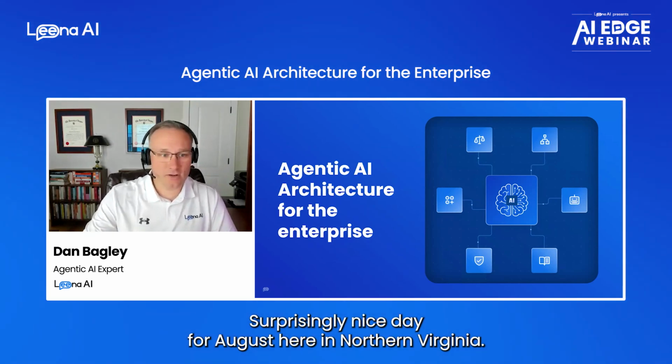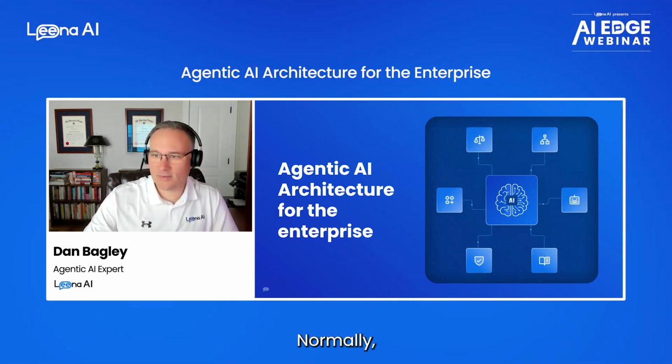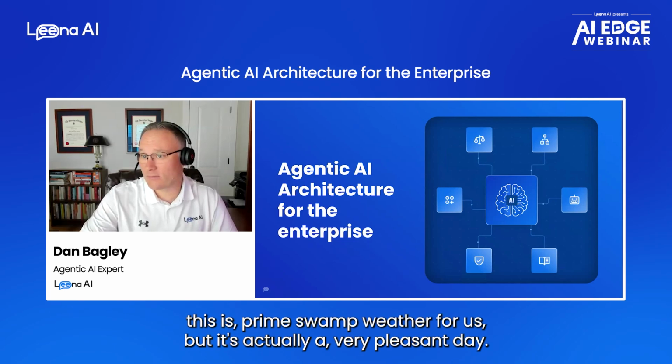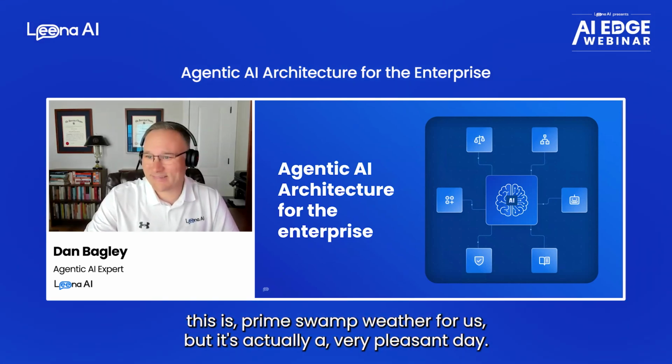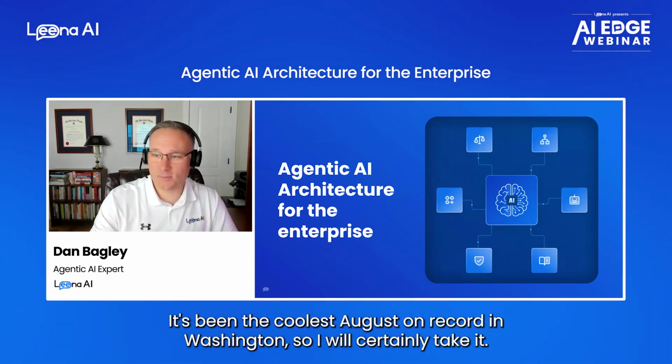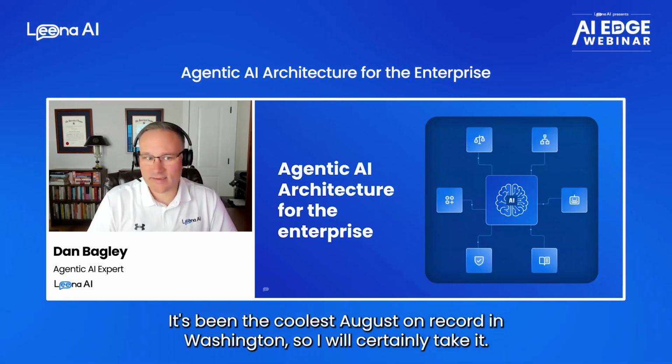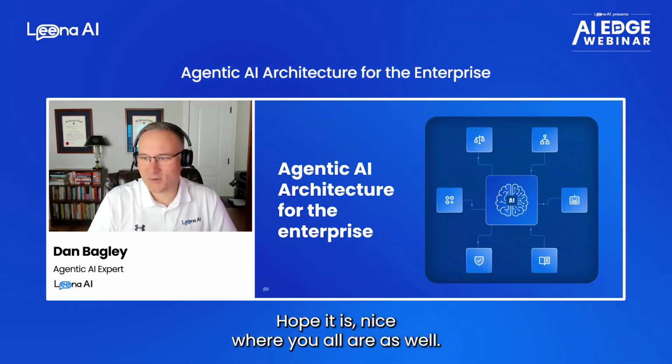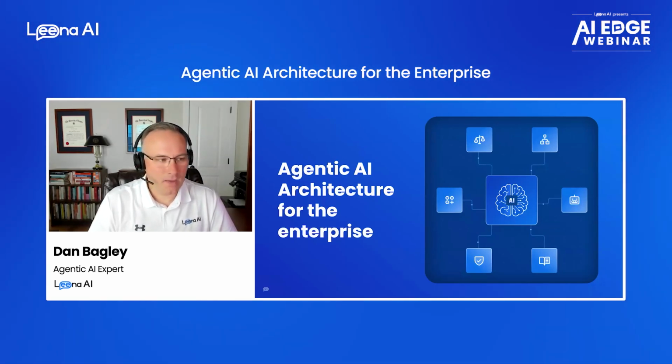Surprisingly nice day for August here in Northern Virginia. Normally, this is prime swamp weather for us, but it's actually a very pleasant day. It's been the coolest August on record in Washington. So I will certainly take it. Hope it is nice where you all are as well.